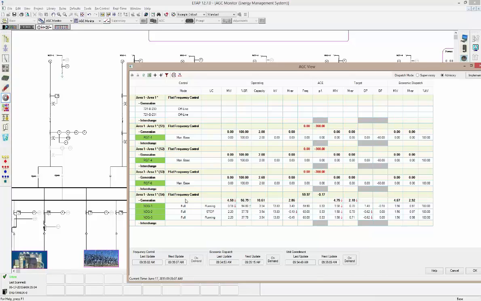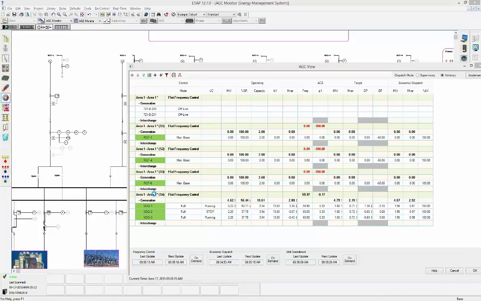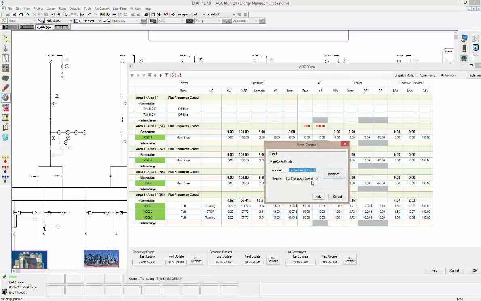Now, within each area, you have the capability to double click on any of these areas in the system and actually change the control strategy of the area itself. So right now I've set this area to frequency control, which means I don't really care about the tie line flows in the system, because in this network there aren't any. All I care about is just the frequency, so hence I set it in that mode.